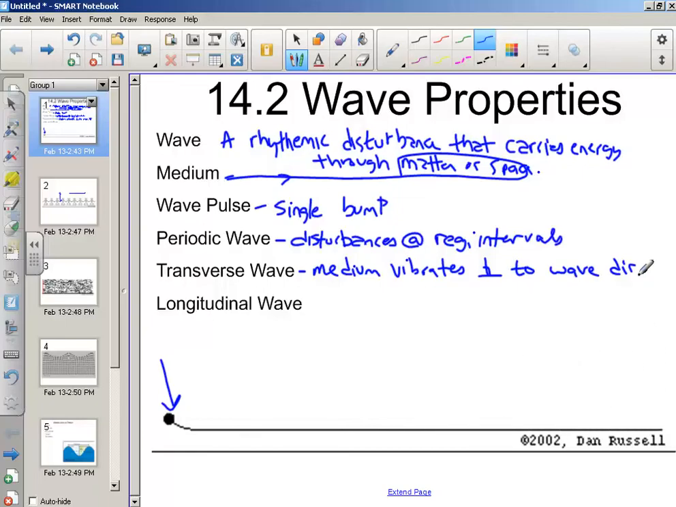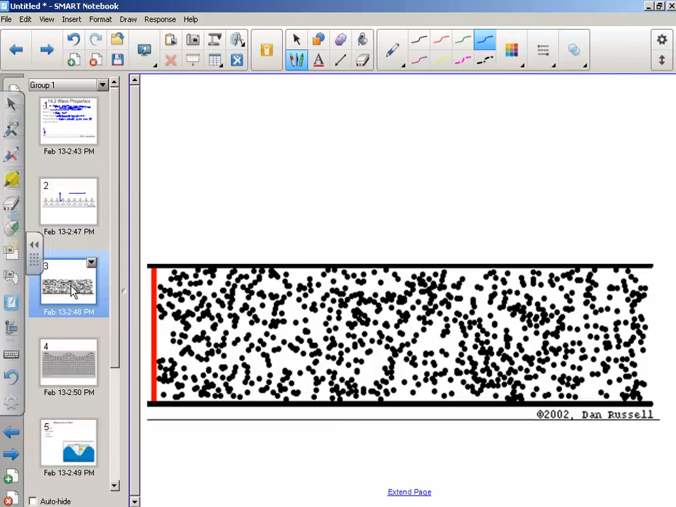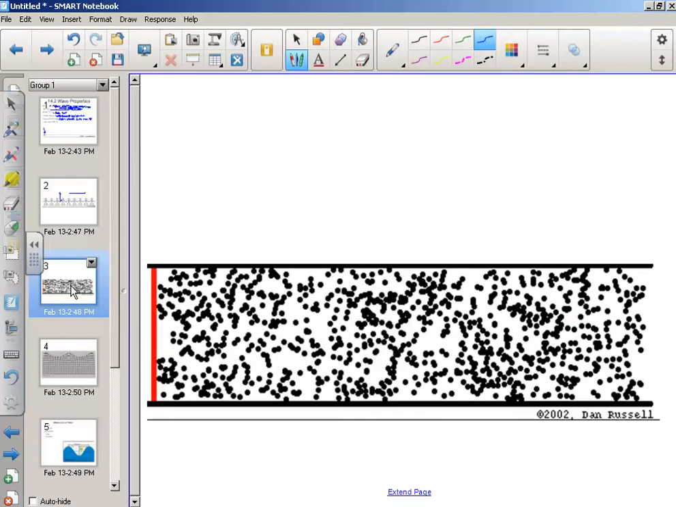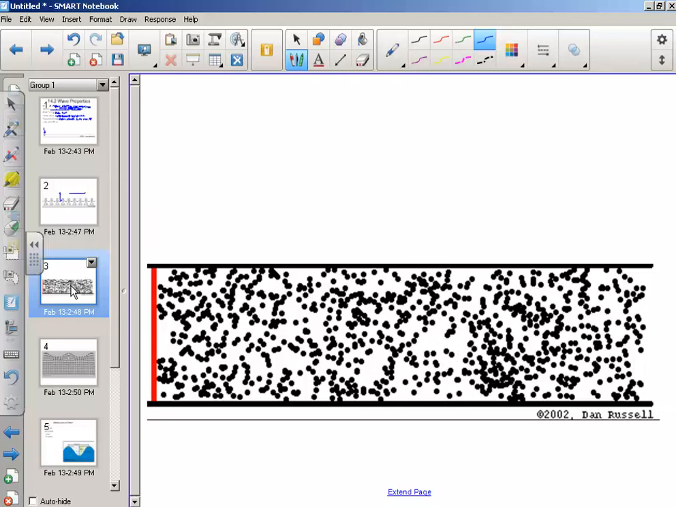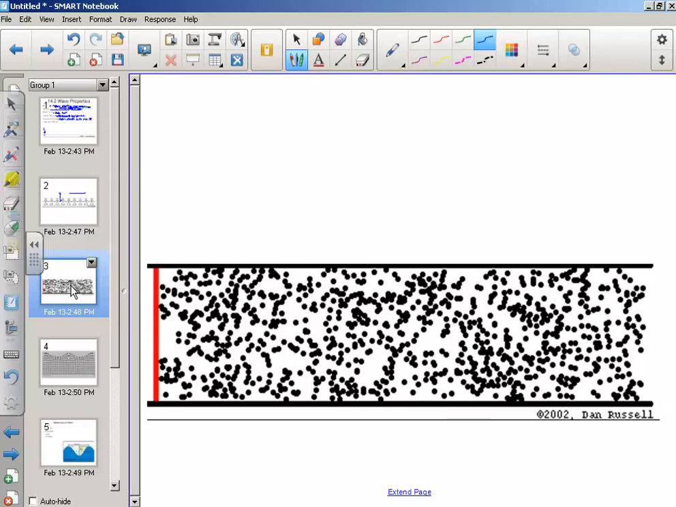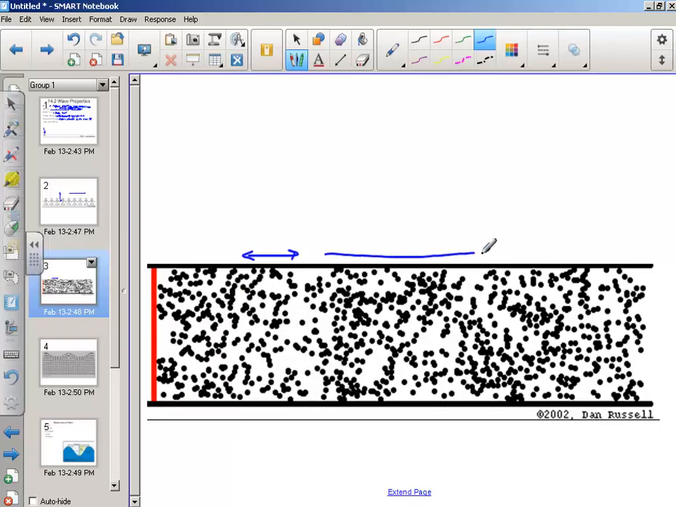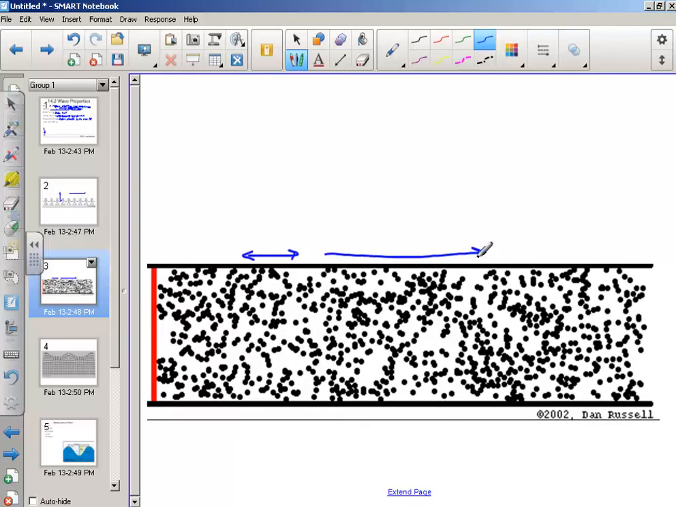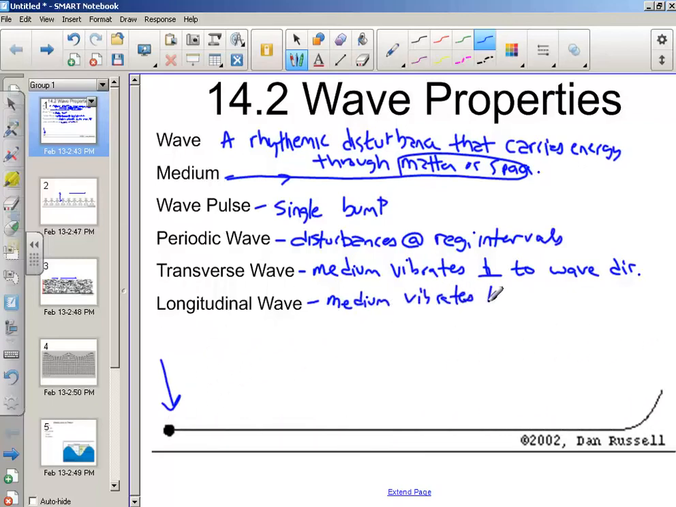A longitudinal wave is where the medium vibrates parallel to the wave direction. You'll notice that this is a sound wave. This is what happens with sound, you've got particles that are pushed and they run into each other like a Newton's cradle. These particles are vibrating left and right as the wave travels to the right. So this is called a longitudinal wave. Medium vibrates parallel to wave direction.